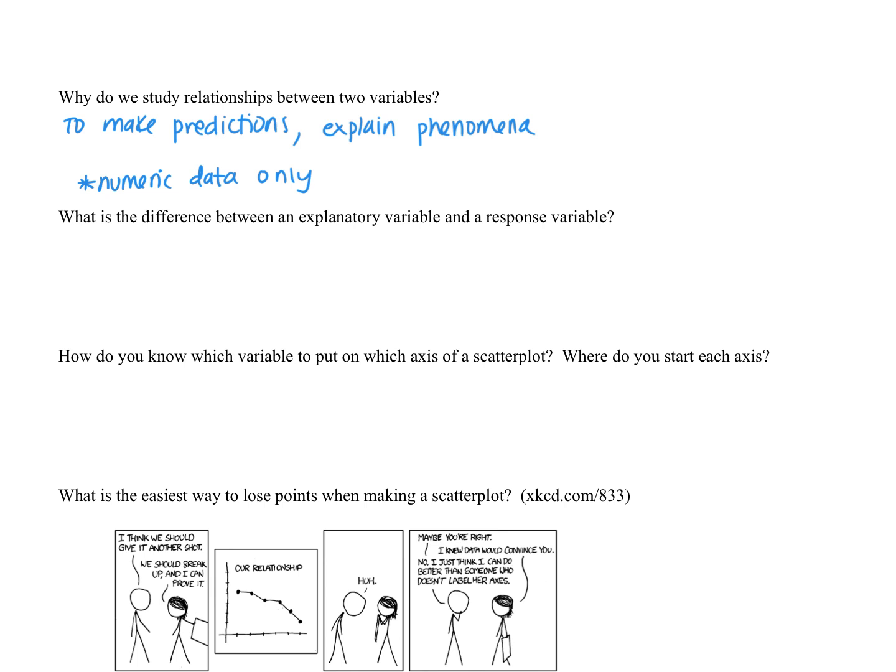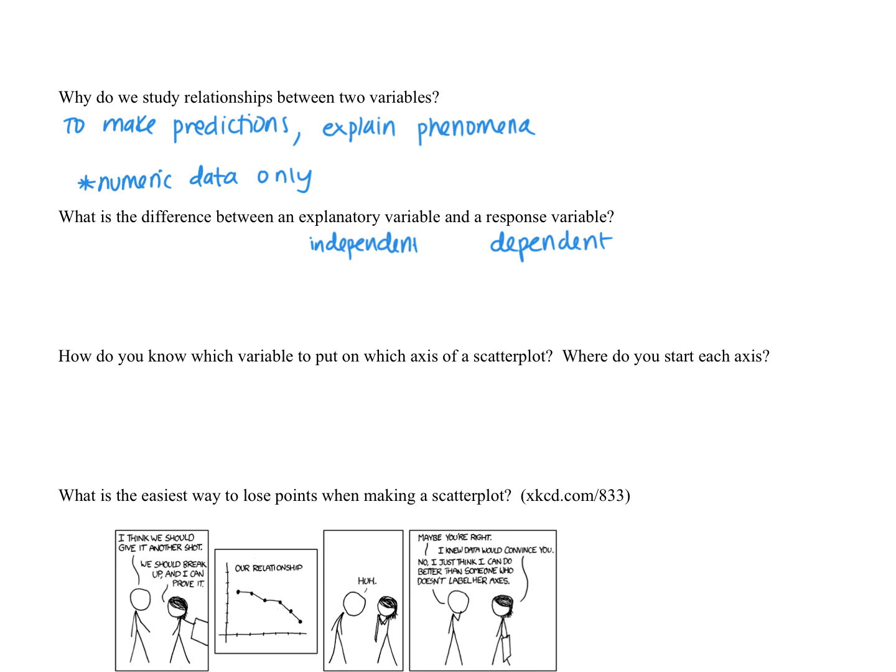Okay, two pieces of vocab that you need to know, and you've heard these before, explanatory and response variables. Explanatory variable is the independent variable. Response is the dependent. So in our case, the explanatory or the independent variable would have been hand size. It's what's affecting the response. It's what's affecting the number of candies that someone can grab.